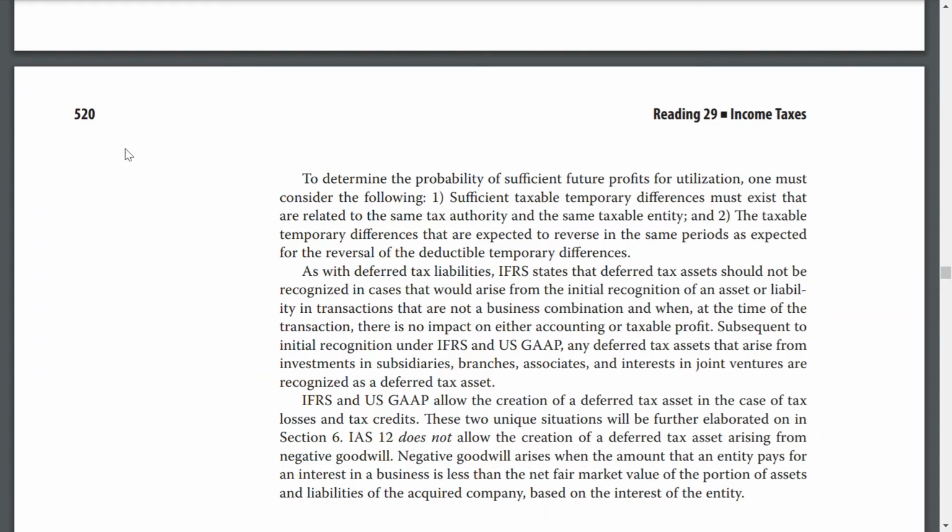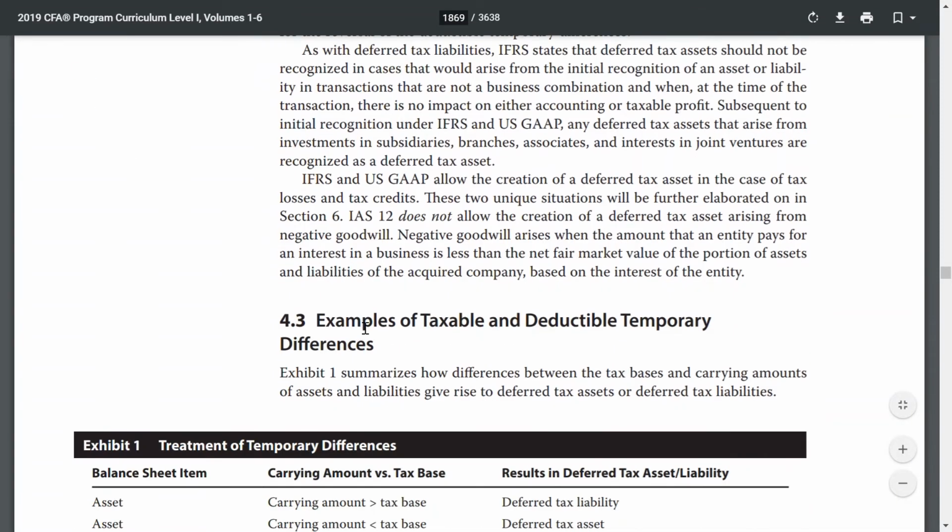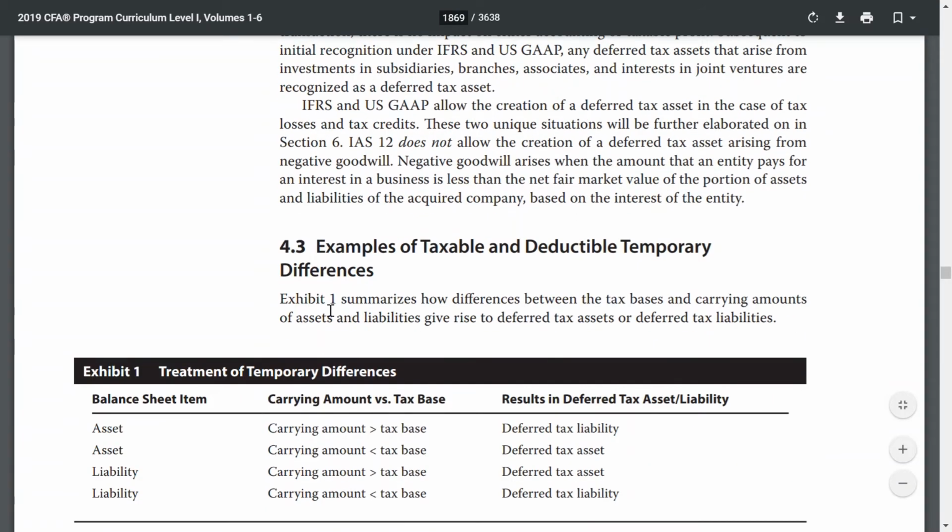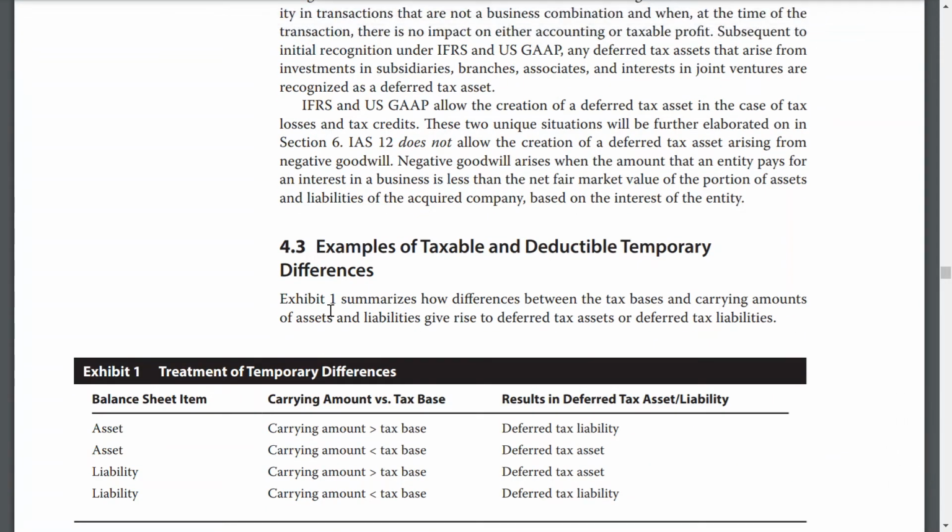IFRS and US GAAP allow the creation of a deferred tax asset in the case of tax losses and tax credit. The two unique situations will be further elaborated in Section 6. IAS 12 does not allow the creation of deferred tax assets arising from negative goodwill. Negative goodwill arises when the amount that the entity pays for the interest in a business is less than the net fair market value for the portion of the assets and liabilities of the acquired company, based on the interest of the entity. Examples of taxable and deductible temporary differences.